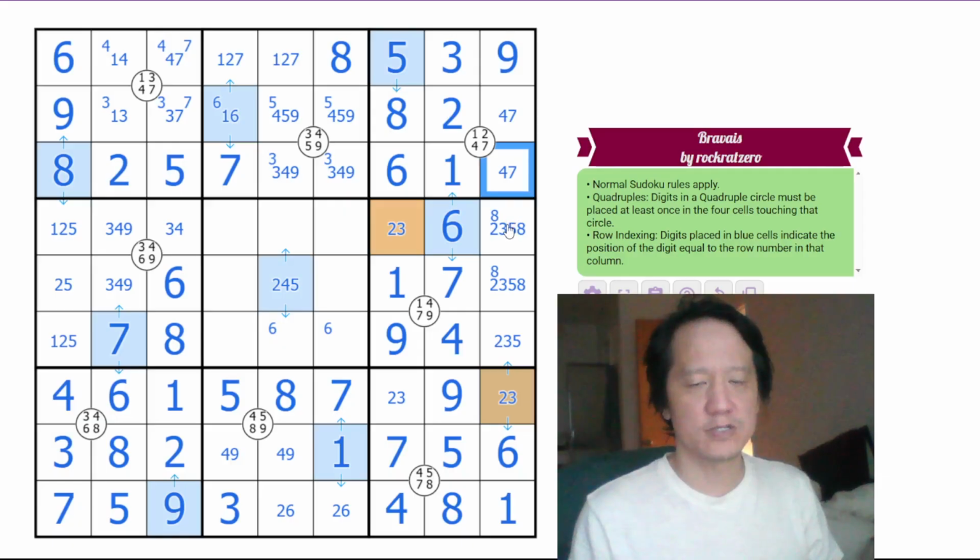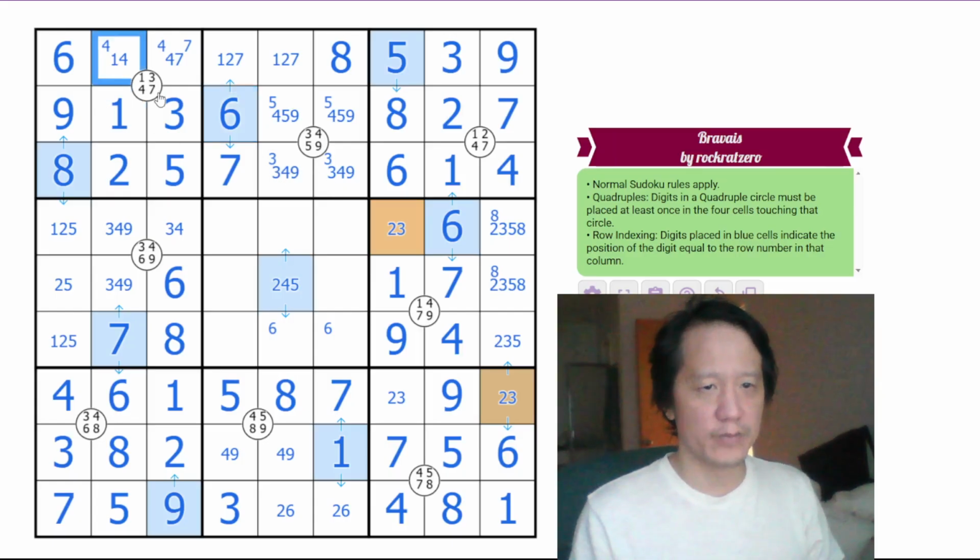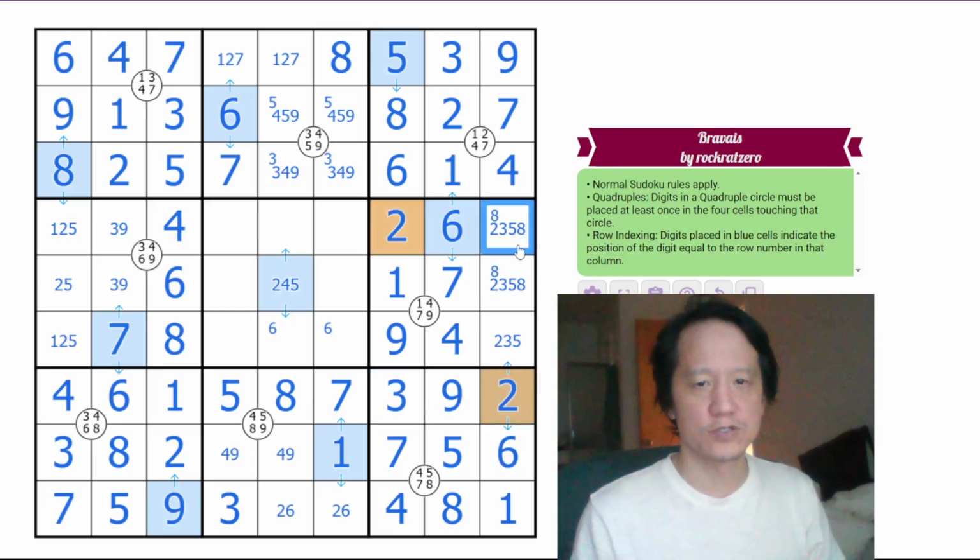Which means this can't be 7. This is 4, which makes this not 4. This is 7. That 7 eliminates 7 here, so this is 3, 1. That makes this a 6. 1 eliminates 1 here. It's 4 and 7. 4 eliminates 4 here. 3 eliminates 3 here, so this is 4. 7 has to be in the 2nd position, so this is 2, this is 2, this is 3.